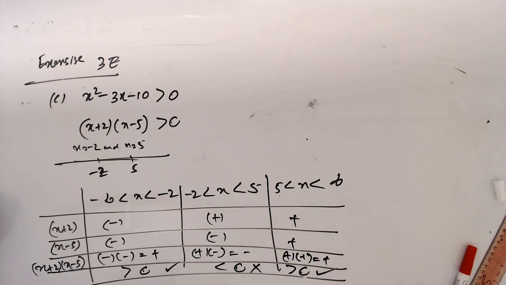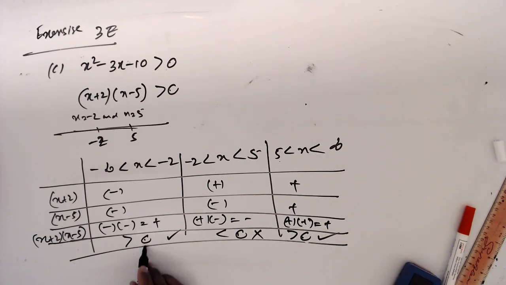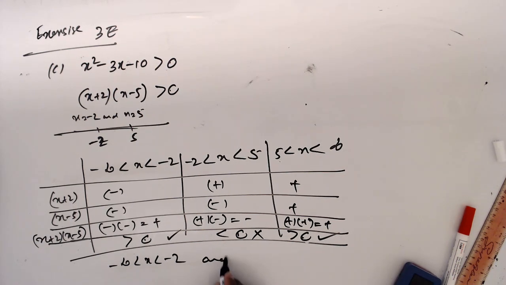So the two areas we can see: one is this one, minus infinity greater than x greater than minus 2, and the other one is this one, 5 greater than x greater than infinity. Done.